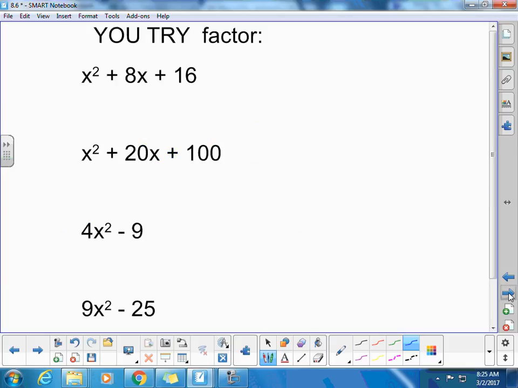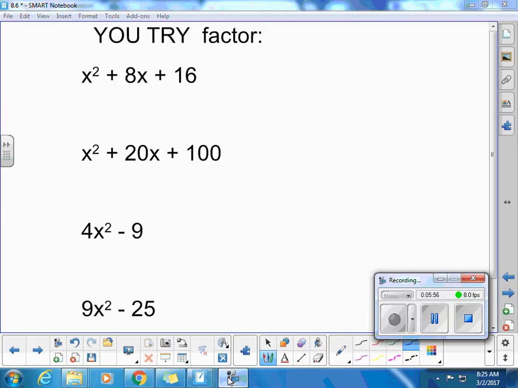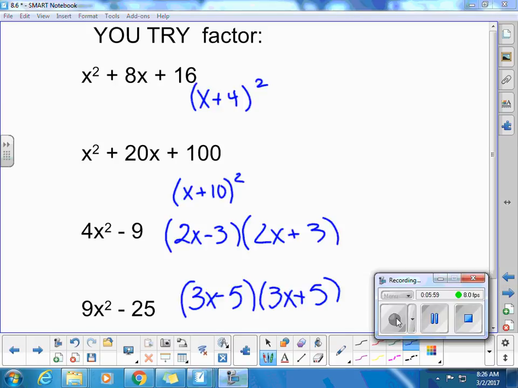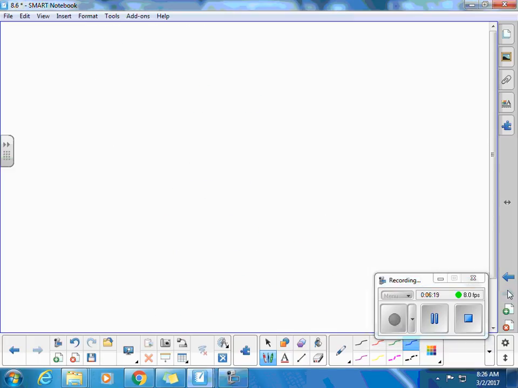All right, you pause me, go ahead and give these a try. All right, here's what we should have. x plus 4 quantity squared for the first one, x plus 10 quantity squared for the second one, 2x minus 3, 2x plus 3, and again, you can have those in the opposite order for the third one, and 3x minus 5 and 3x plus 5 for the last one. And that is all for 8.6.